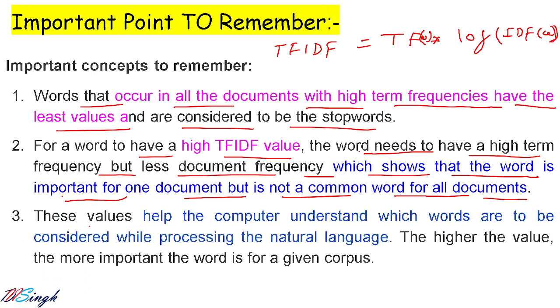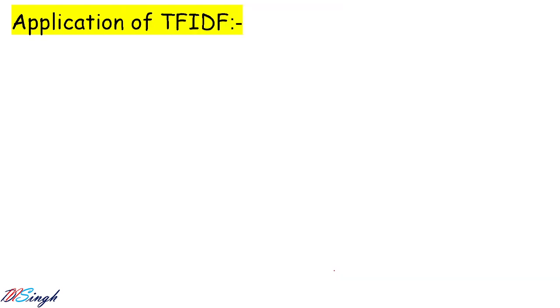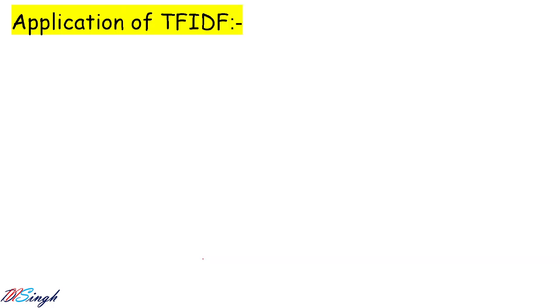Let us see the third point. These values help the computer to understand which words are to be considered while processing the natural language. The higher the value, the more important the word is for a given corpus. Okay, जितना ज़्यादा हायर वैल्यू होगा TF-IDF का उतना ही इंपॉर्टेंट वो वर्ड होगा, तो उसको प्रोसेस करने में कंप्यूटर ज़्यादा से ज़्यादा टाइम लगाएगा.